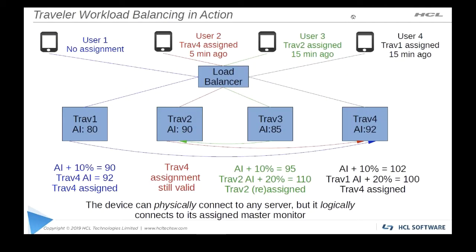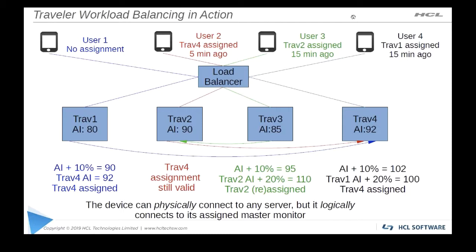So what does this look like in the real world? Well, here's a pool of 4 Traveler servers. I have a load balancer in front of my pool. It is not using session affinity, no stickiness, and it is simply doing a round robin distribution.